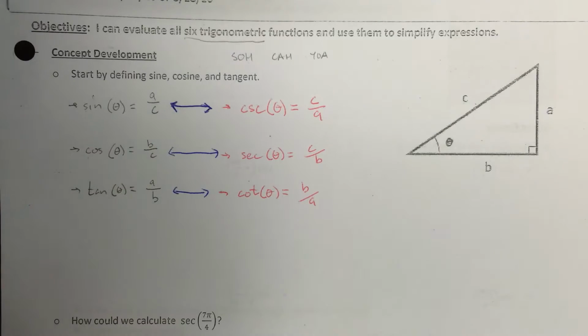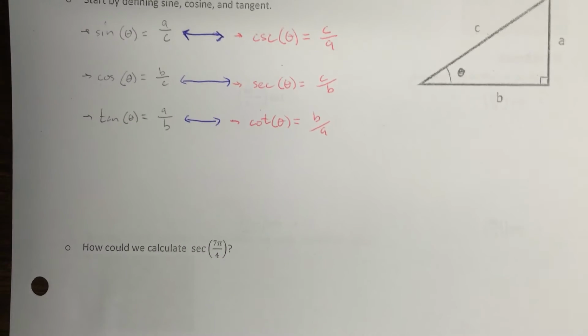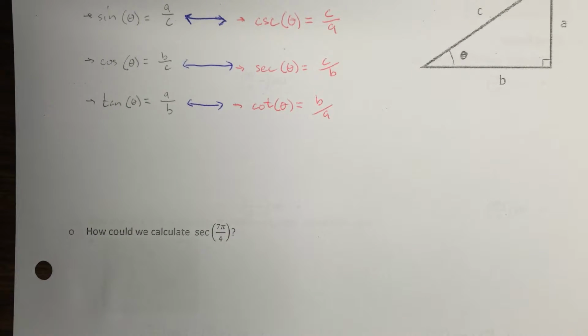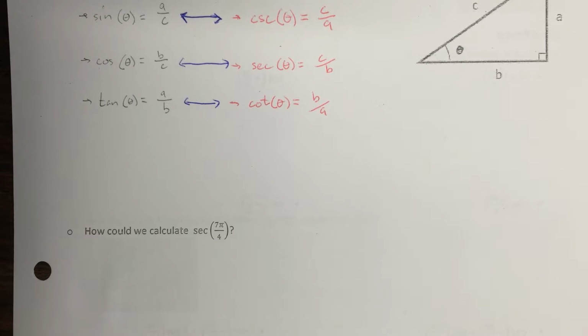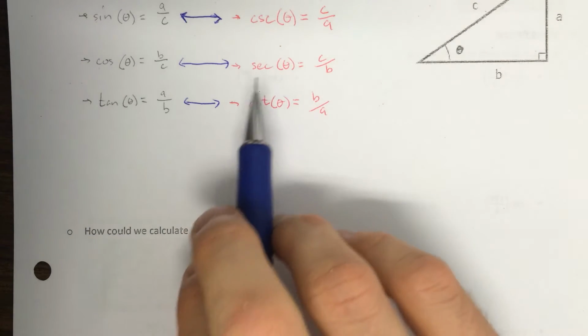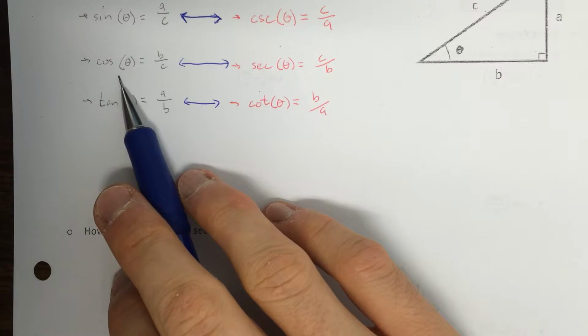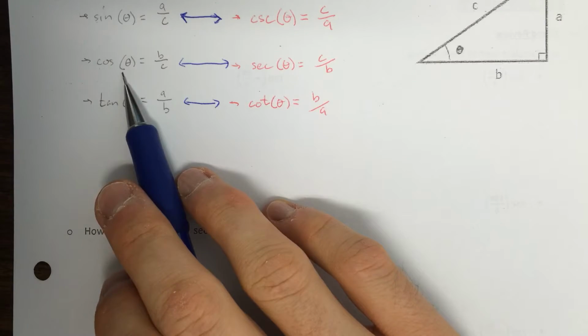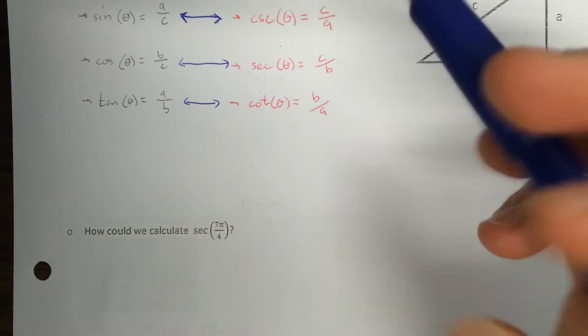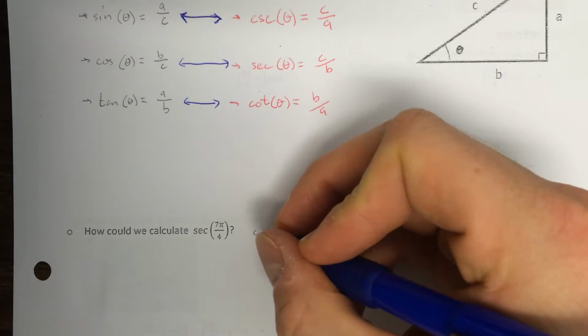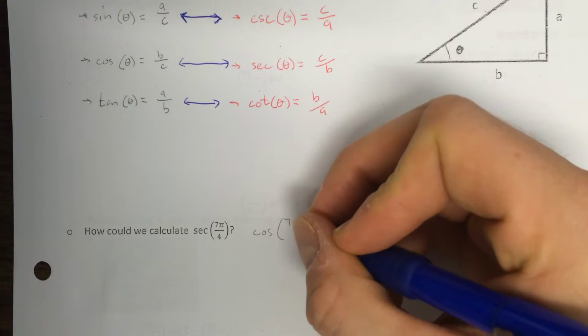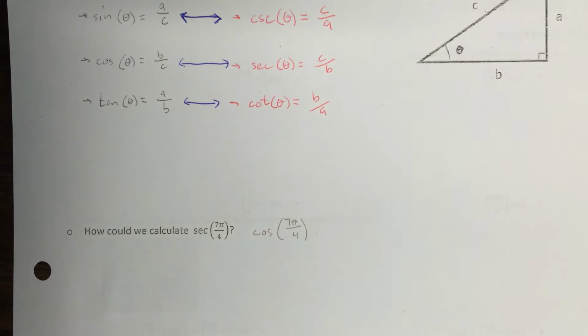So let's put this to use. I'm going to try to keep those on there. Maybe I can work this problem out with those there. So if we want to find secant of 7 pi over 4, then what we can do is say, well, we know that secant is related to cosine. If we can find cosine of 7 pi over 4, then we can take the reciprocal. So I'm going to start by saying cosine of 7 pi over 4.